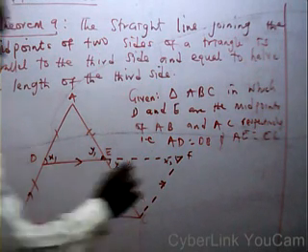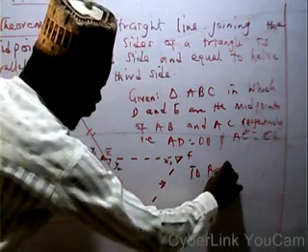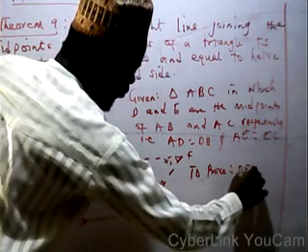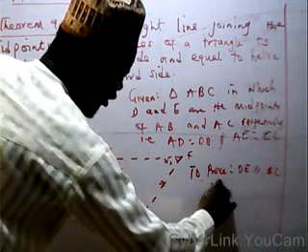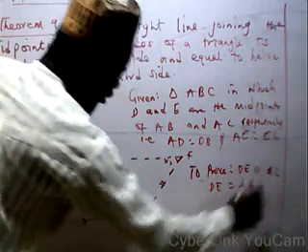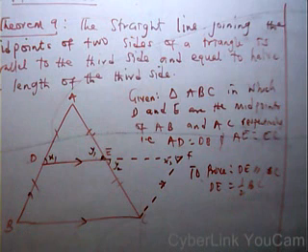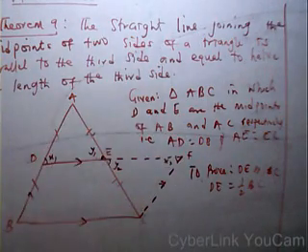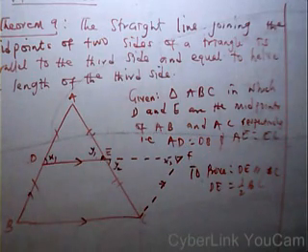So let's quickly restate our to prove here. Our to prove is that DE is parallel to BC. Not just that, our DE is equal to half BC. That is our to prove. And what have we constructed? From C, we draw a line, we join it to F, and we extend our DE to F. So let's write that one down.